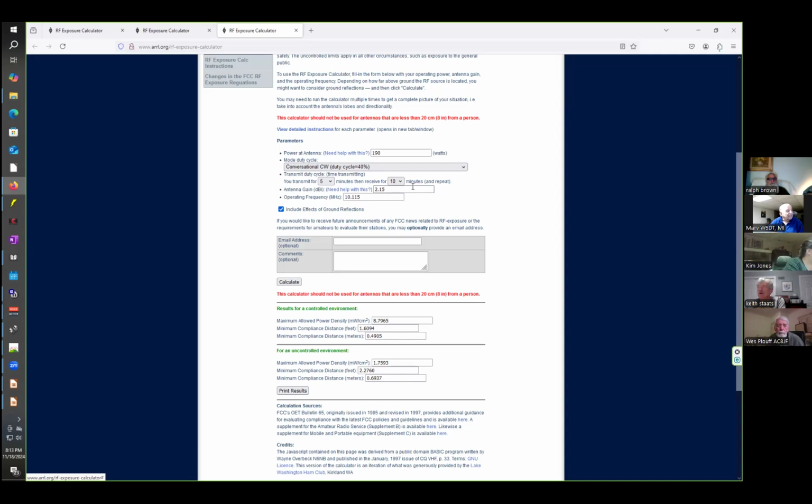Let's try it with 40 meters. Let's say 7.040.